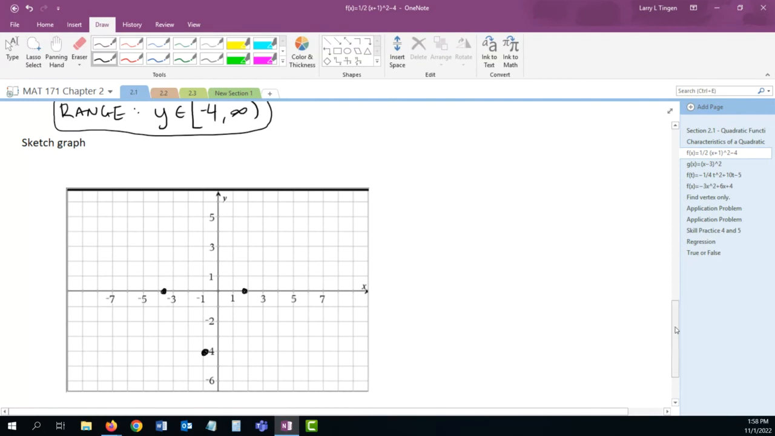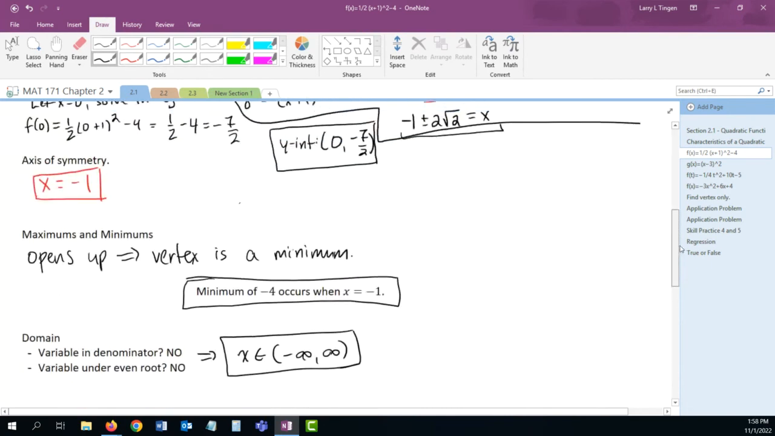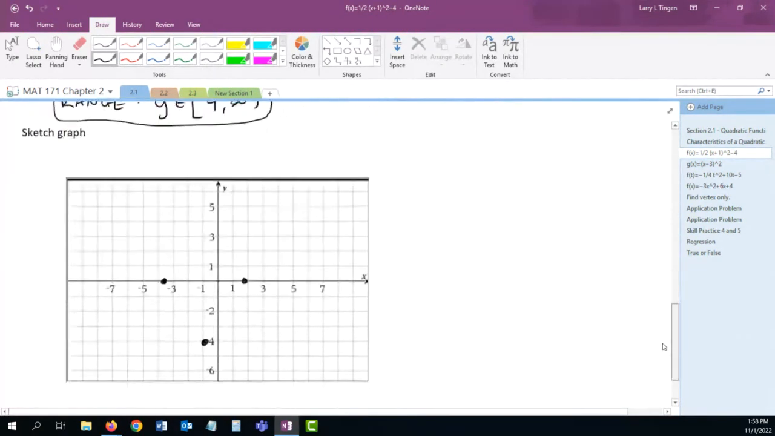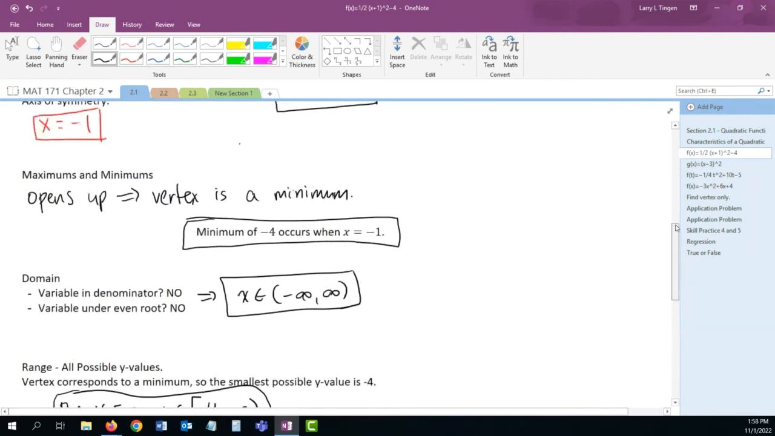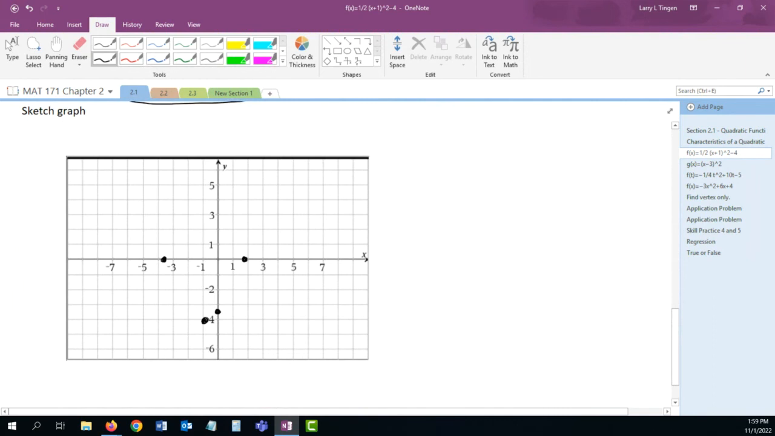All right, got those. X-intercepts are plotted, y-intercept is plotted. The y-intercept is 0, -7/2, which is 3.5, so I'm right there. Do I have anything else to plot? Nope. The minimum is the vertex. Now my graph goes up like this, up like this, and now I've sketched my graph.